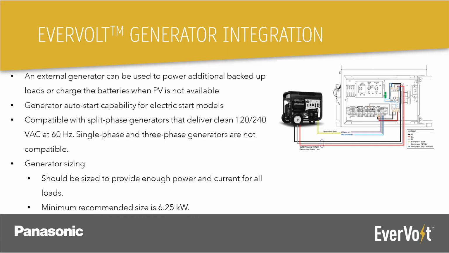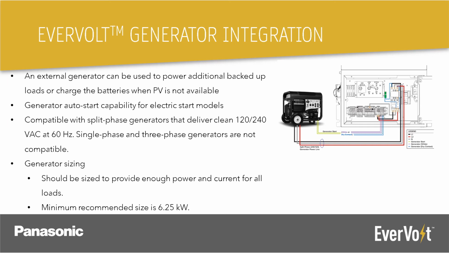As mentioned, Evervolt can be used with an external backup generator. There are 2 ways to do this. The first is you can have the generator provide additional power to the essential loads panel when needed. This can be done via generator auto start functionality. The second way is to have the generator charge the batteries when they are depleted. This is a manual operation that the homeowner will need to do during times of grid outage.